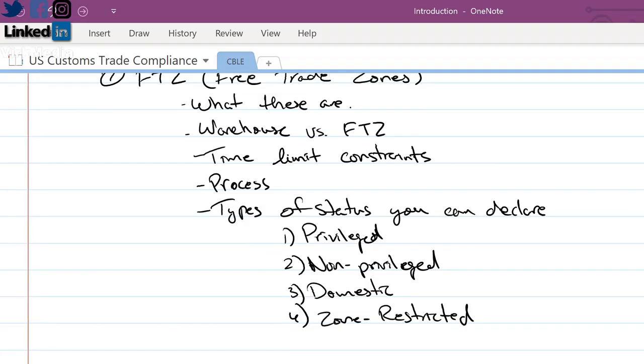The last thing we're going to be discussing under FTZ is transfer of goods between a warehouse to a warehouse, warehouse and FTZ, and FTZ to an FTZ.